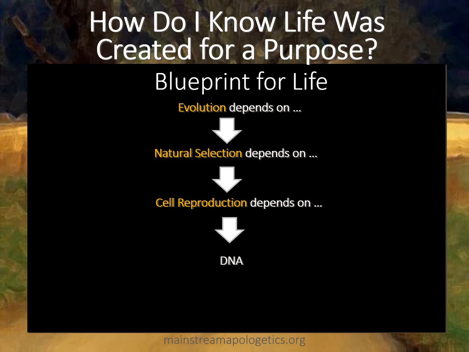What does evolution depend on? Natural selection. What does natural selection depend on? Cell reproduction. And what does cell reproduction depend on? DNA. So let's explore the options.